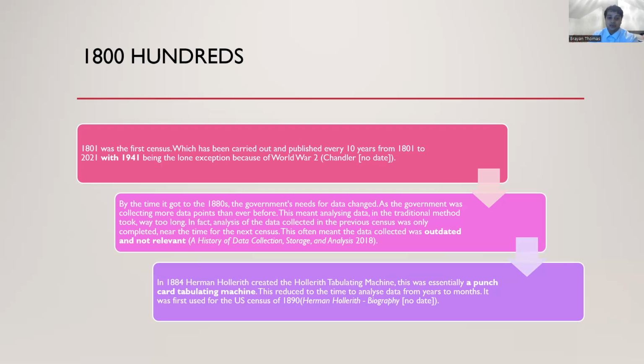This was essentially a punch card tabulating machine. It reduced the time to analyze data from years to months. It was first used in the US census in 1890, and then it was later adopted by the UK. Interestingly enough, the UK created their own tabulating machine after this. And Herman Hollerith went on to found IBM, one of the biggest data companies in the world, which is still in use today.